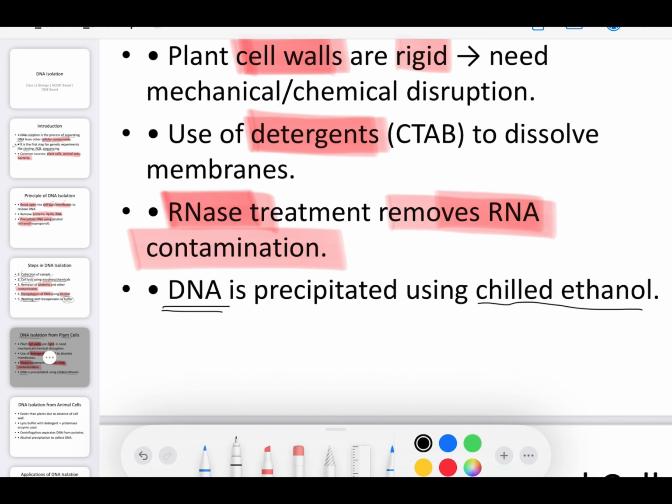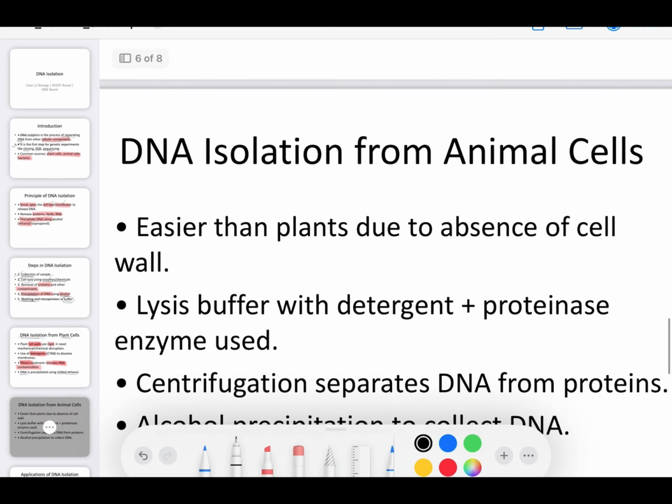This portion is there in your practical syllabus also, right? Next is the DNA isolation from an animal cell.